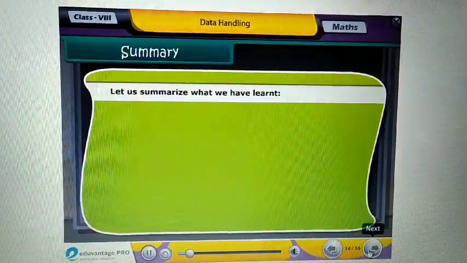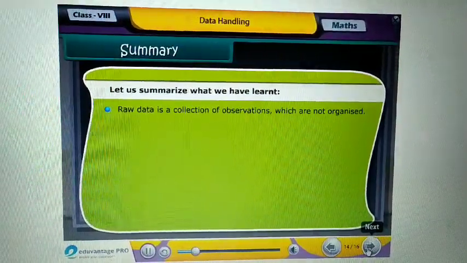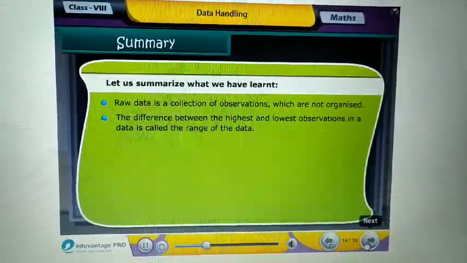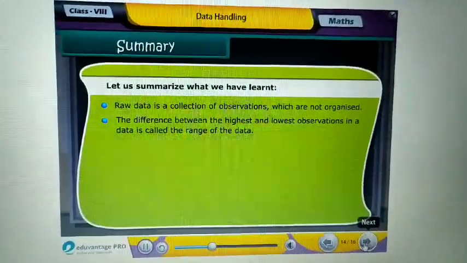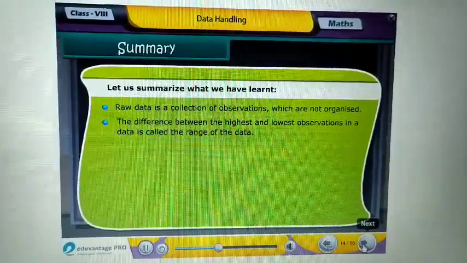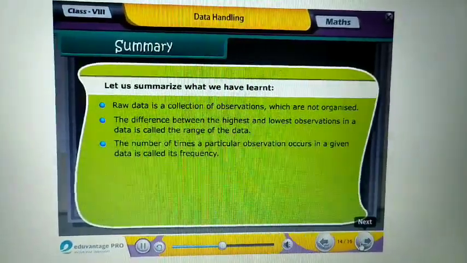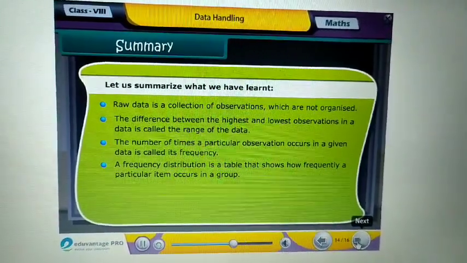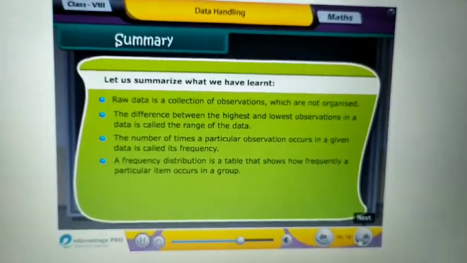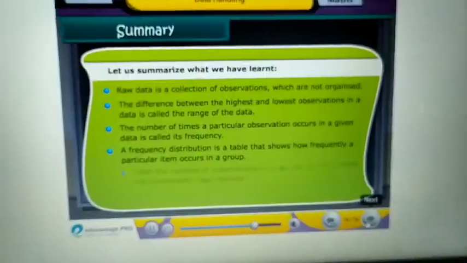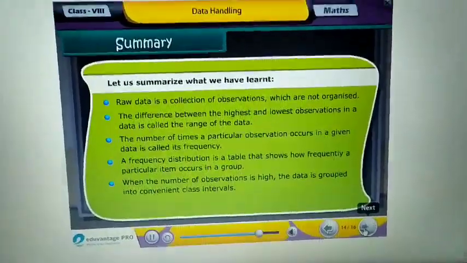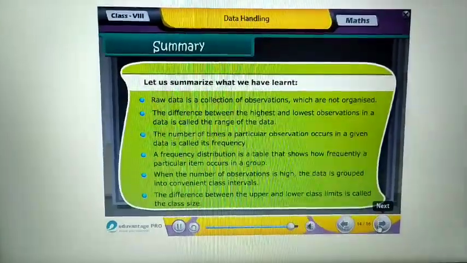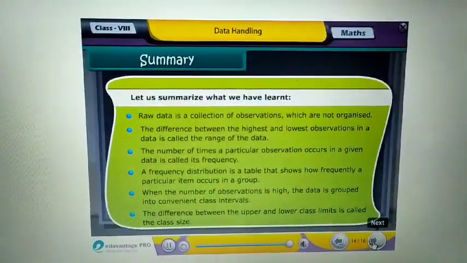Summary. Let us summarize what we have learnt. Raw data is a collection of observations which are not organized. The difference between the highest and lowest observations in a data is called the range of the data. The number of times a particular observation occurs in a given data is called its frequency. A frequency distribution is a table that shows how frequently a particular item occurs in a group. When the number of observations is high, the data is grouped into convenient class intervals. The difference between the upper and lower class limits is called the class size.